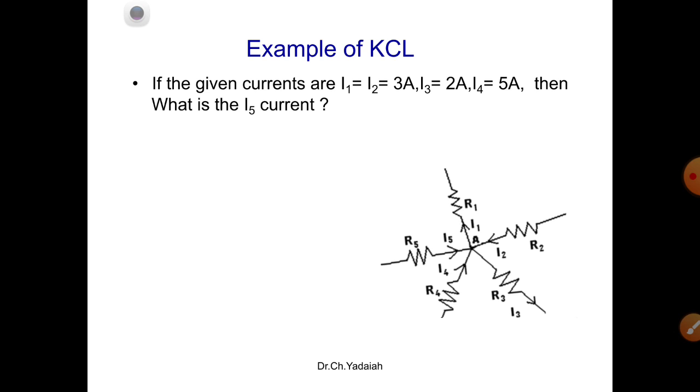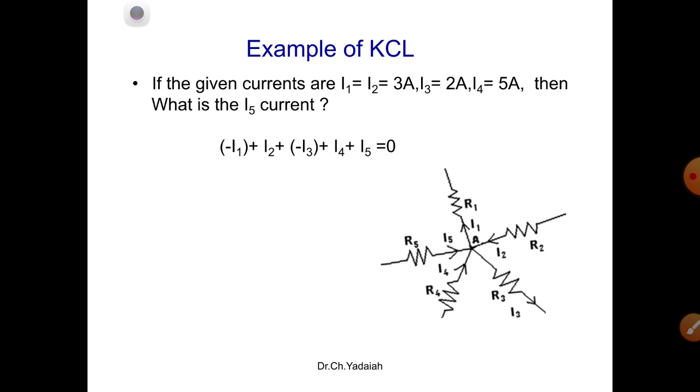Now we have 5 elements here, and 4 elements are given. We have one equation: the algebraic sum of the currents entering at the node is equal to 0. Simply write the formula and substitute the values, and we are going to get the answer. Okay, let us try it. You can do it. Same, you can check it.